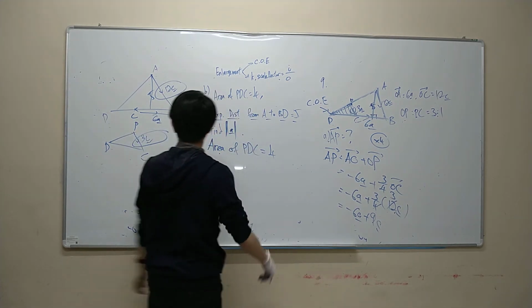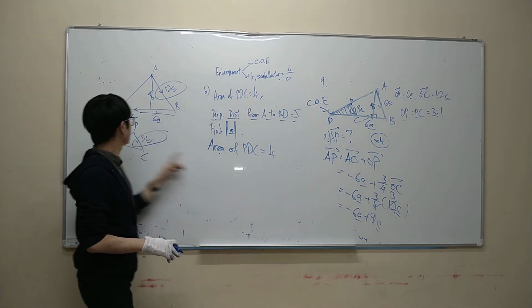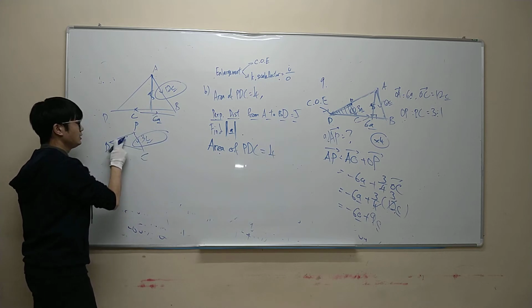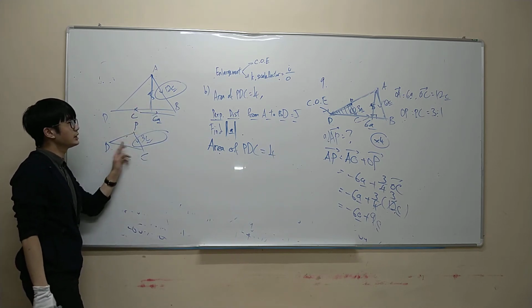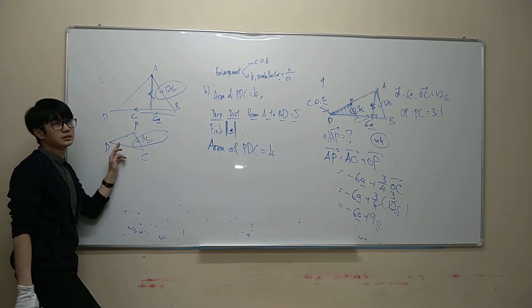Can you understand? And they say the area here is 4. Remember? Area of PDC is 4. Alright? And they say the height here is 5. So how to do it? You already know this is 4 times bigger than this. Right? This is 4 times bigger than this. So how to do?